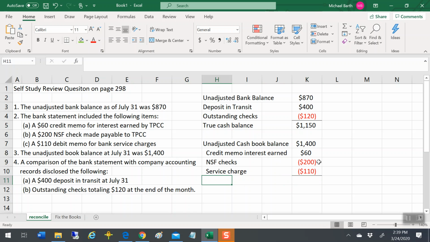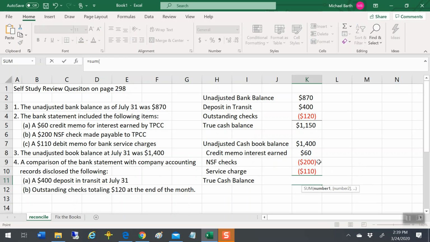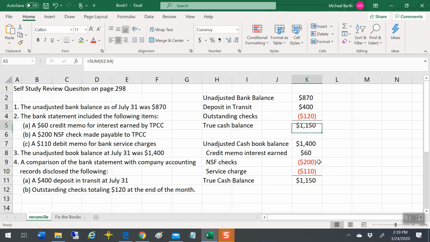So the true cash balance on our balance sheet after we make adjustments should be 1150. And oh Lord, isn't that good news that the bank balance matches the book balance that we have. So that's bank reconciliation. I know the book makes it seem really hard. It's not, and the computer does most of the work.